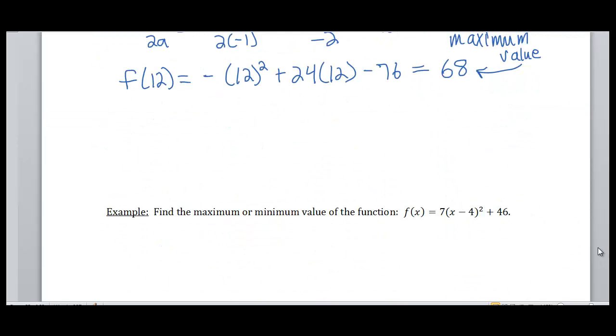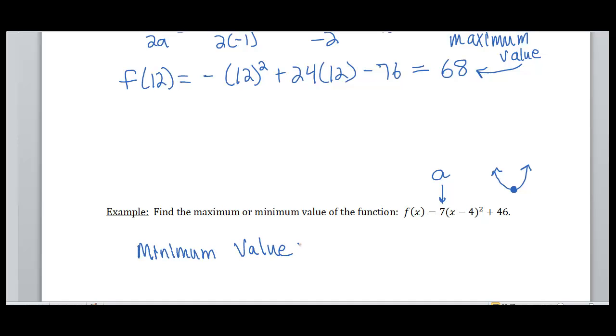Okay, let's do one more example. We're going to look at this example here. It says find the maximum or minimum value of the function f of x equals 7 times x minus 4 squared plus 46. All right. This one is a lot simpler because you can just look at it and tell. First, I'm going to determine whether I'm going to have a maximum or a minimum value. Well, here is my a. It is positive. That means my graph is going to open upward. And when my graph opens upward, my vertex is going to be a minimum. All right, so we know for a fact that we're going to have a minimum value.